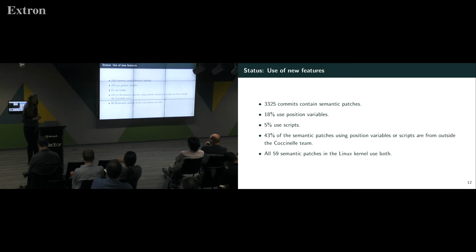If you have new features, it's only interesting to have new features if people actually use them. It's a bit hard to understand how much people use different features of a tool. It's an open source tool. People do whatever they want with it, and they're not necessarily obliged to report to us what they've done. But some commits in the Linux kernel have semantic patches, and so we could look through those commits and see what they say. And some of them use position variables, some of them use scripts.